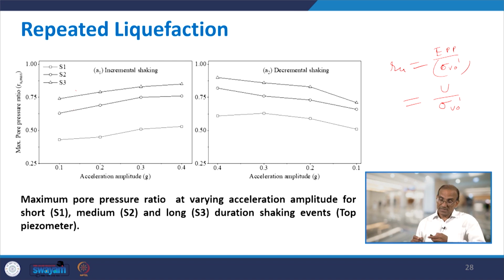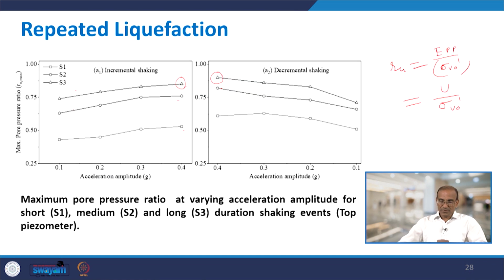Similarly, when we talk about decremental shaking pattern, when I decrease the acceleration amplitude, the pore pressure will decrease, and again it will be higher for the higher shaking duration. But if I compare for the same acceleration value, like in incremental and decremental shaking, then you can see that for the same shaking duration, the pore pressure ratio is higher for the same acceleration in the decremental compared to incremental. So, if we compare these points, that means decremental shaking in this case will give you the higher pore pressure ratio, which is more dangerous.